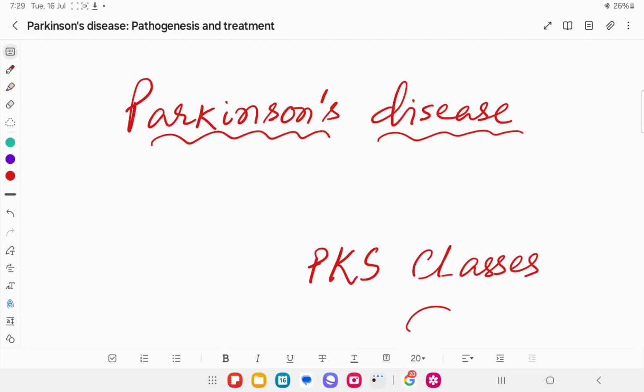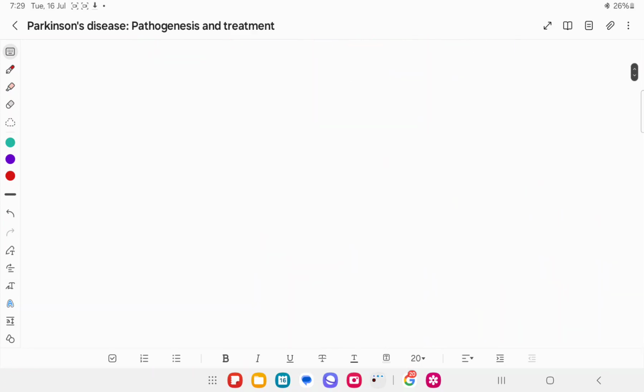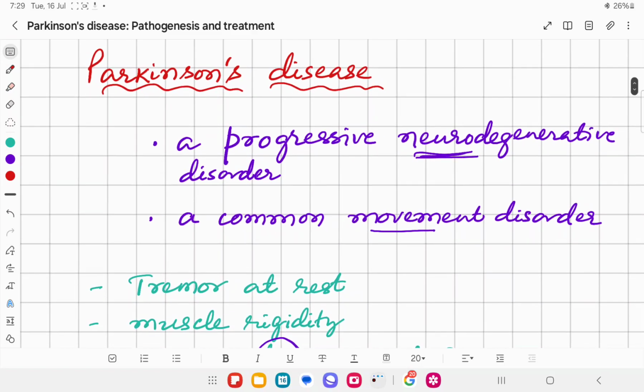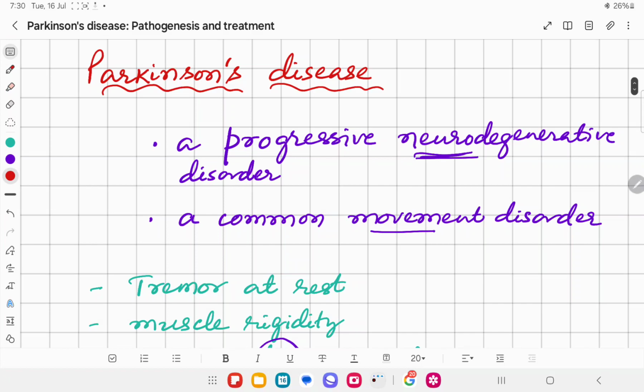Today we are going to discuss the pathogenesis and treatment of Parkinson's disease. Parkinson's disease is a progressive neurodegenerative disorder, a common movement disorder.